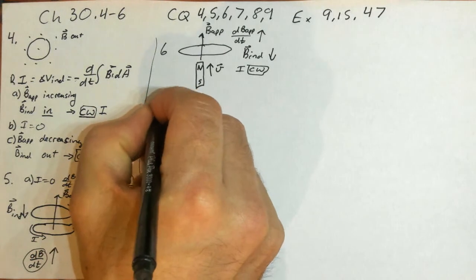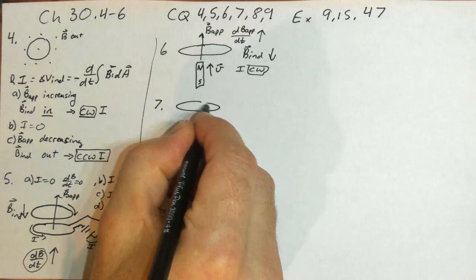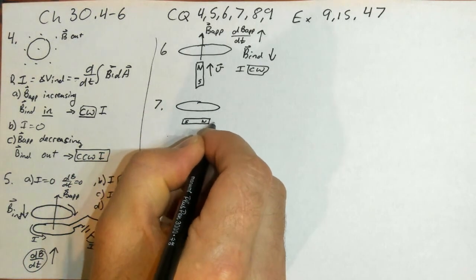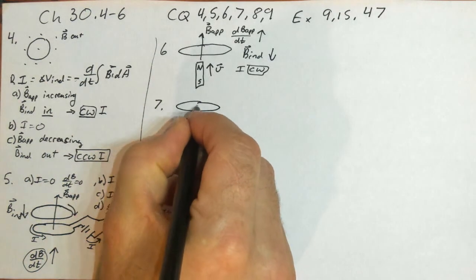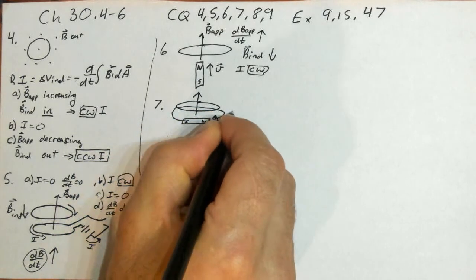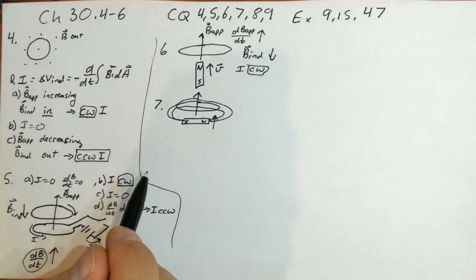Let's try again, number 7. Number 7, we have another loop sitting in a horizontal plane, and we have a bar magnet situated this way, south and north, and it's moving towards it. Is there current in the loop? If so, what direction? In this case, there's none, okay? Because there's no B field going this way. All the B fields are going parallel to the loop, not through the loop, okay?